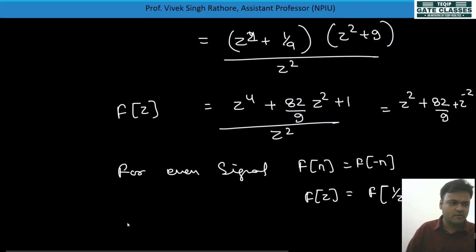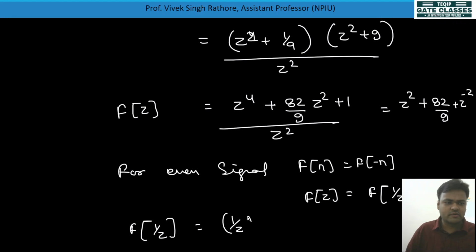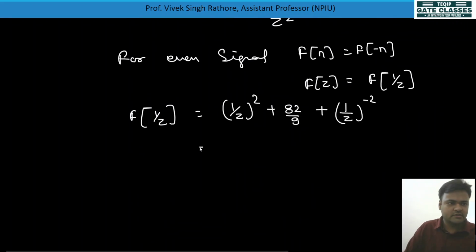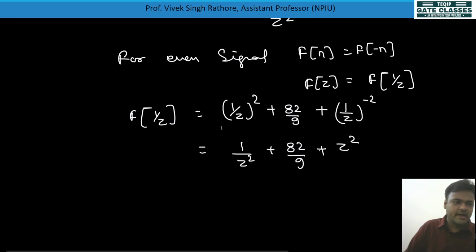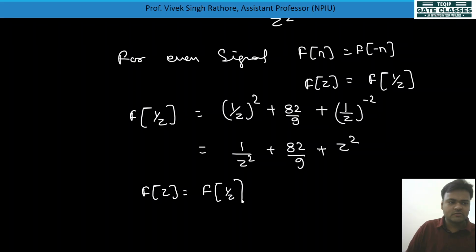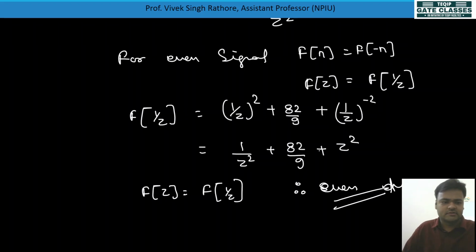So let's put the value, f of z is there, so wherever z is there, we'll put 1 by z. So 1 by z square will be there, plus 82 by 9 will be there, plus 1 by z to the power minus 2 will be there. So we'll get 1 by z square plus 82 by 9 plus z square. I think it is the same value as we have seen in f of z? So as we can say f of z is equal to f of 1 by z, this signal is even in nature, this is the answer.